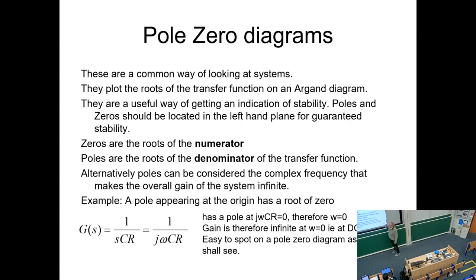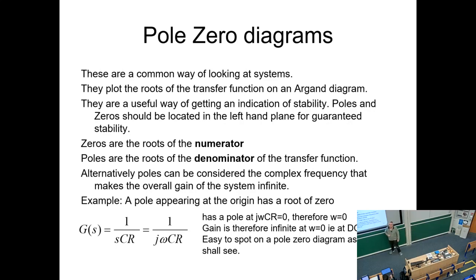As a general rule, poles, certainly, should be located in the left-hand plane for guaranteed stability. So if you can plot on an Argand diagram where the poles of your system are, you can just look at it and go, that's stable or not stable. Rule number one. Really useful thing. Okay. So what are our poles and zeros?